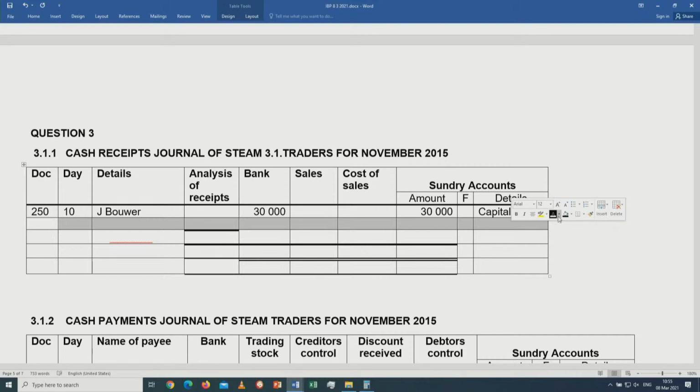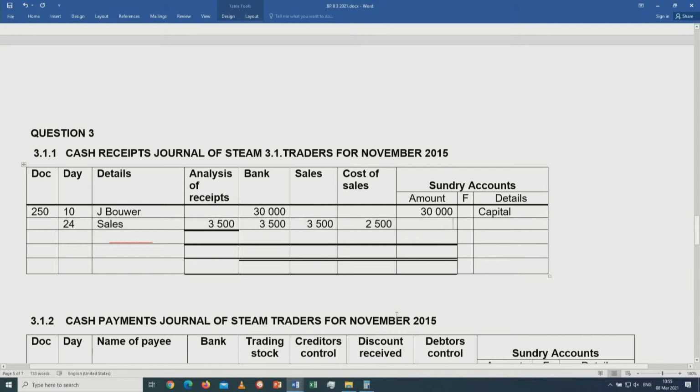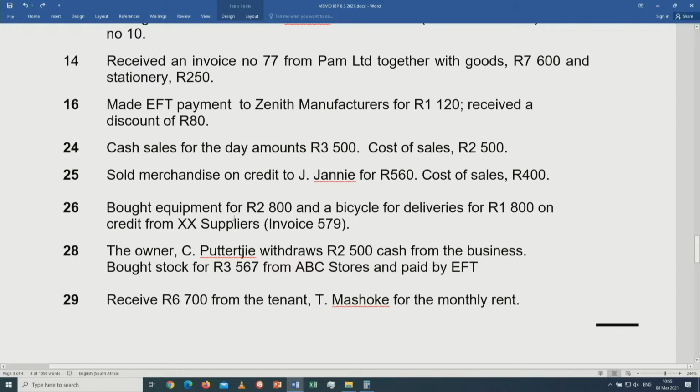Here they are. The sales of how much? 3,500. The cost of sales was 2,500. It's easy when it's given, isn't it? Easy when it's given, not when you have to calculate.